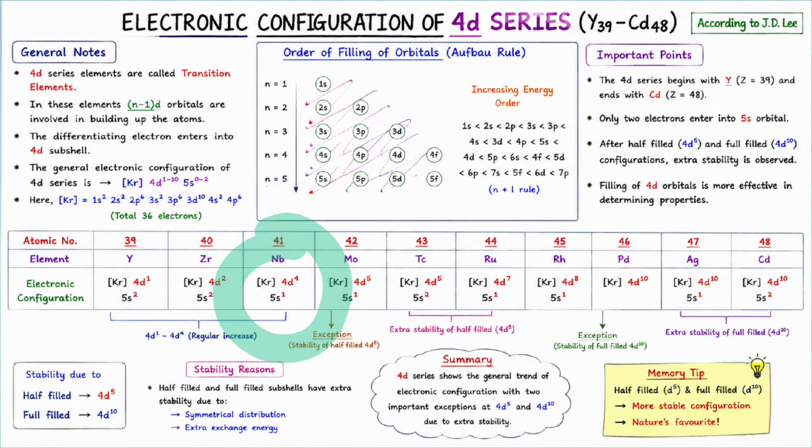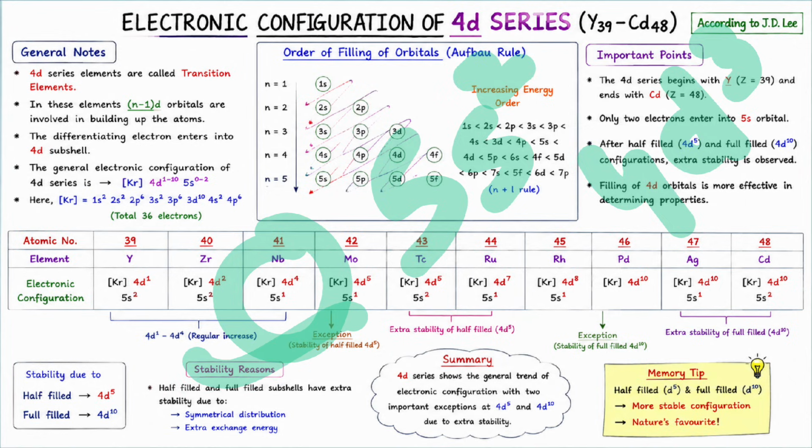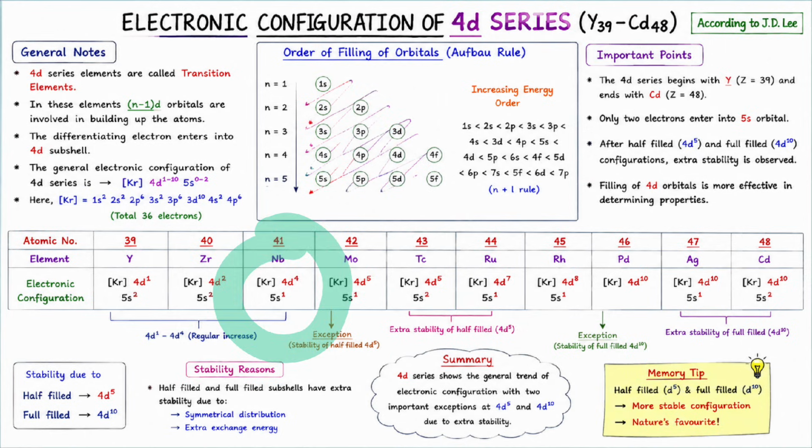It means that an exception case is there. Instead of the configuration 5s2 4d3, the configuration is 5s1 4d4. What is the reason behind it? Why is it attaining this type of configuration instead of the regular trend? The reason is that it is trying to obtain the maximum exchange energy. With this configuration, it has a maximum number of unpaired electrons, and maximum exchange energy is possible.